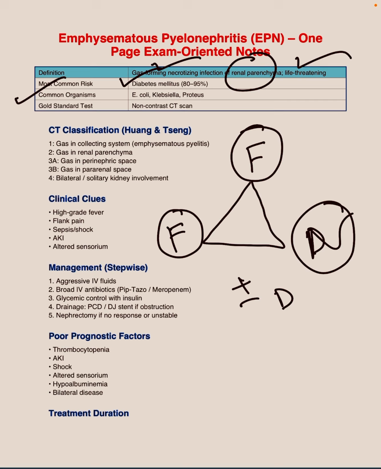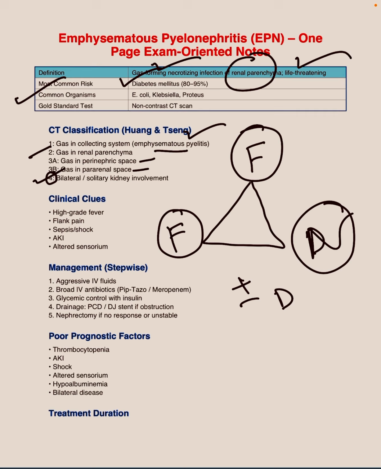How can we classify it according to CT scan? Class 1, if gas only in the collecting system, that is called emphysematous pyelitis. If gas in renal parenchyma, it is class 2. If gas in perinephric space, 3A. If gas in pararenal space, then 3B. And if bilateral emphysematous pyelonephritis, it is class 4. Higher the class, higher the mortality.